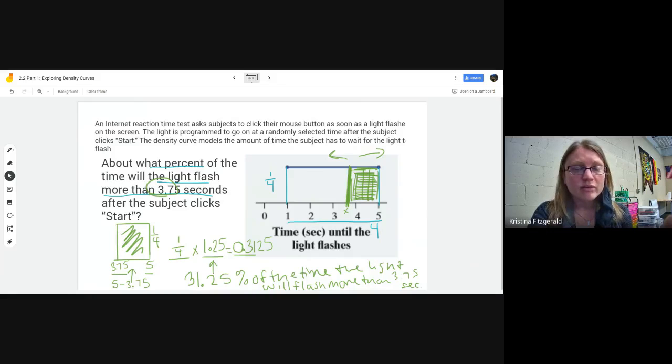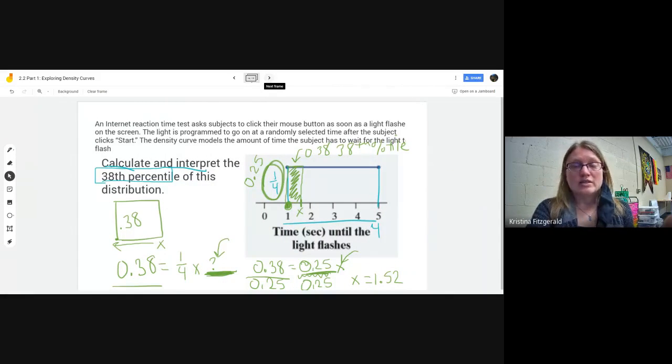We determined in part A that the height of the box is 1/4. To find the area of a rectangle, it's just length times width. I know how tall it is, 1/4, so I just need to figure out how wide it is. 3.75 to 5 is a distance of 1.25, and multiplying those to get the area is 0.3125 or 31.25%. That's telling us that in this data, using this density curve and this pattern, 31.25% of the time, the light will flash more than 3.75 seconds.